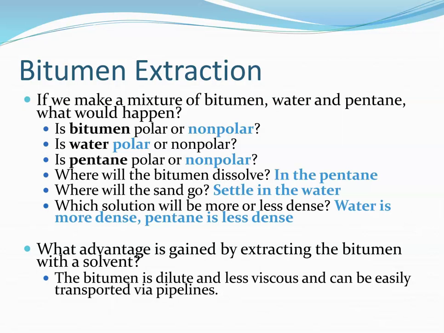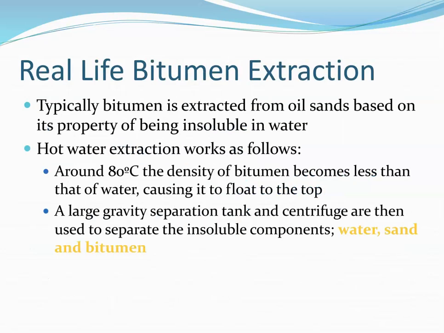It is helpful to have bitumen dissolved in the pentane because then it is not as viscous and it will be able to travel through pipelines more easily. Instead of using pentane, hot water is often used to extract bitumen in real life. The oil sands are placed in a large tank with hot water, above 80 degrees Celsius, and the solution is spun around very quickly. This results in a separation of the water, sand, and bitumen as a result of the different densities of each compound.